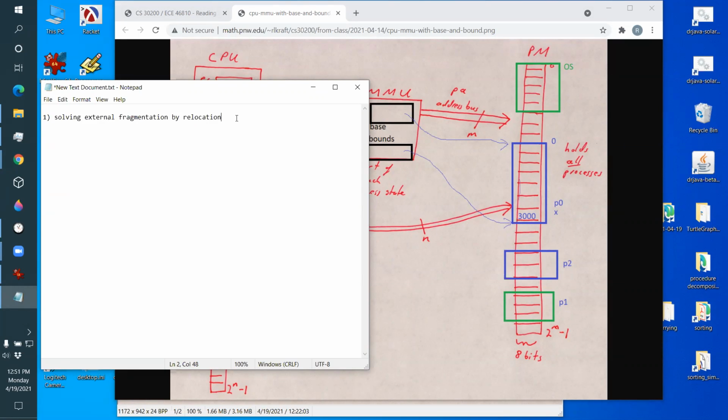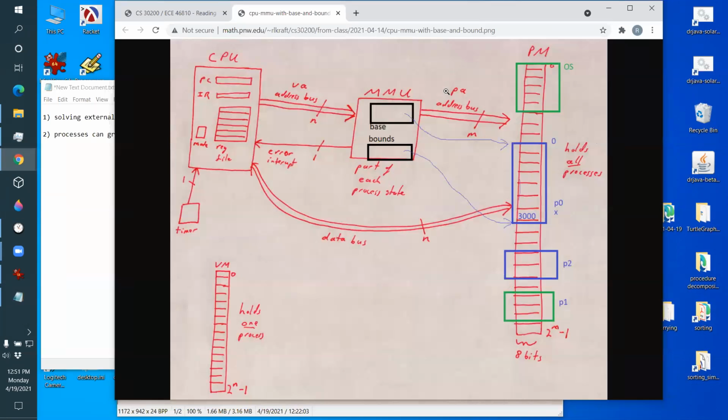It solves external fragmentation. Another thing that it solves is that processes can grow. A process can ask the operating system, I want to read a large data file, I need more memory. So the process can ask for a larger bounds. The process can say, I want my bounds register increased. In this case, if there's a fragment there, the process could grow into that fragment. Also, the operating system could just relocate this process by sliding it down and then have an even bigger chance of growing the bounds register.